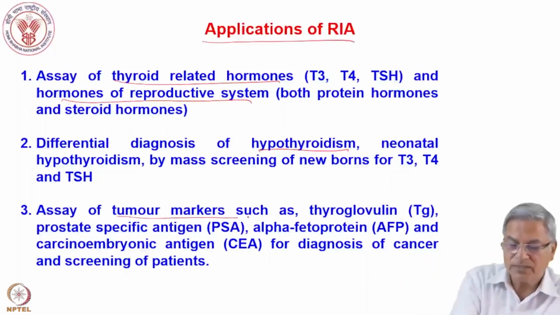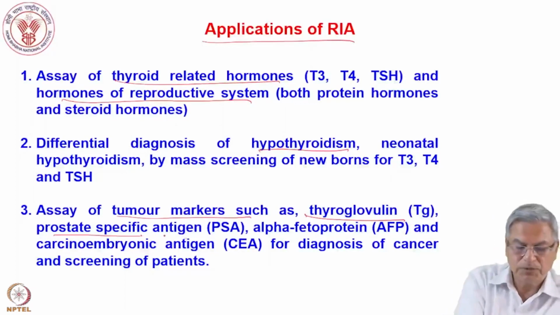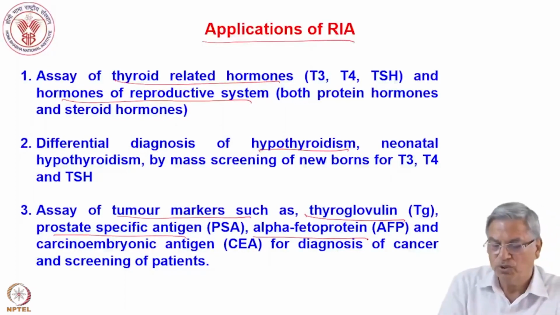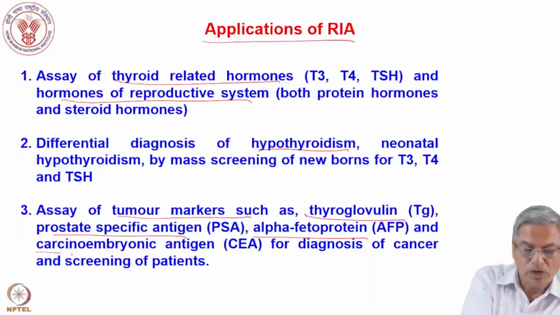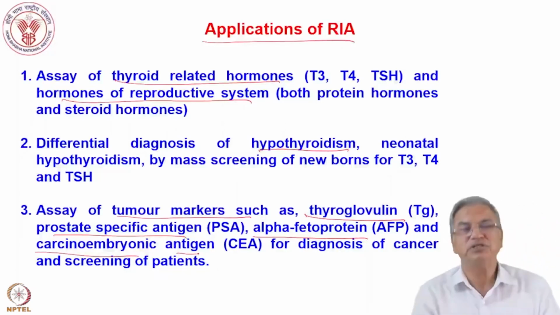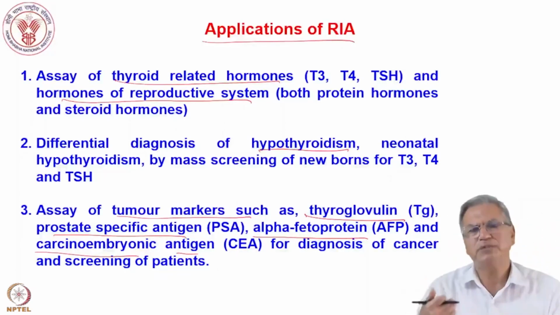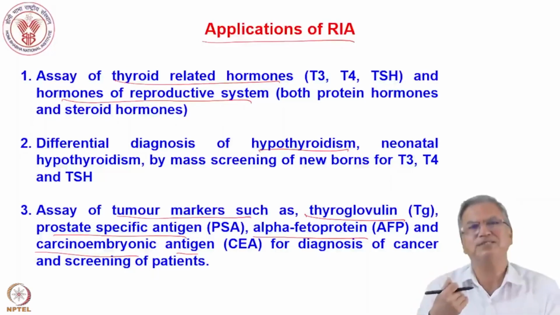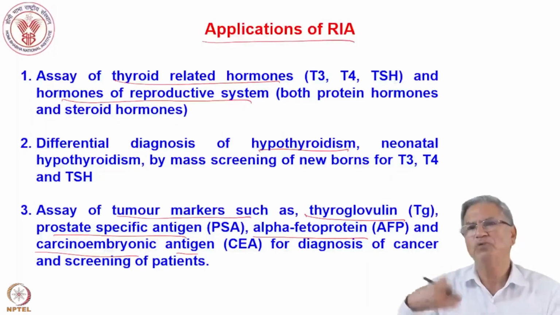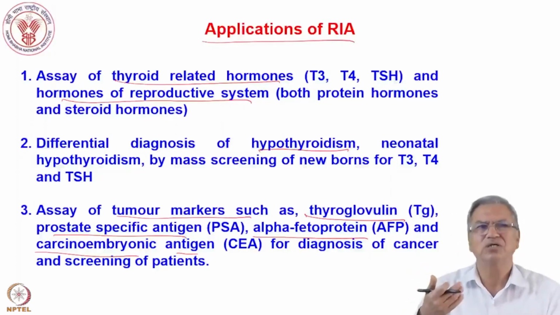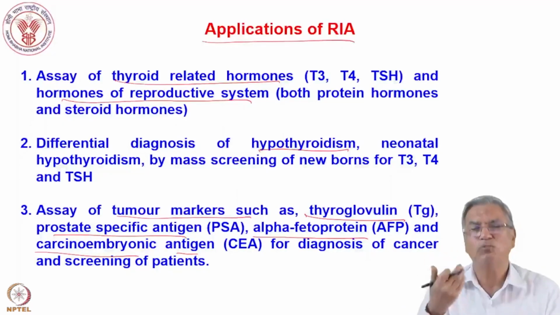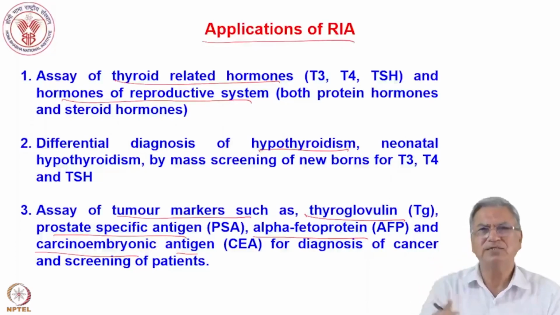And there are tumor markers such as thyroglobulin, prostate-specific antigen, alpha fetoprotein, and carcinoembryonic antigen for diagnosis of cancer and screening of patients. In fact, nowadays, radioimmunoassay has taken a backseat, because there are now chemiluminescence and fluorescence-based techniques which can also reach the same sensitivity as RIA. The RIA can tell you the concentrations in nanograms, nanomoles. Now other techniques are advancing, and they are competing vigorously with the radioactive-based techniques.